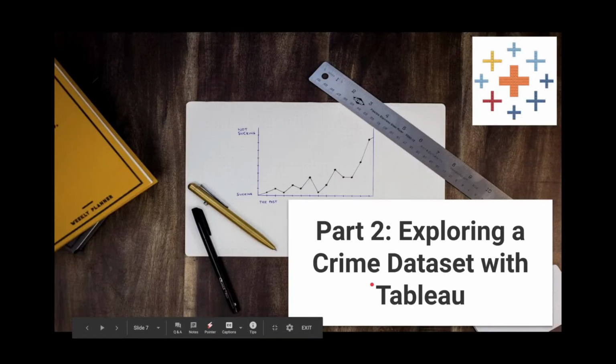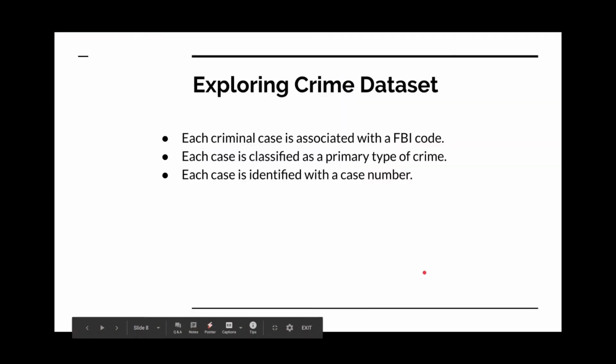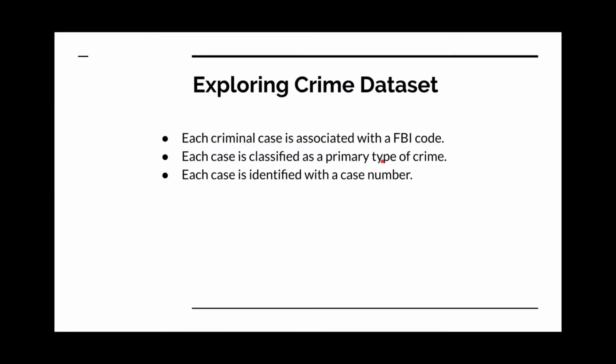So now coming to the second part of the project, exploring a crime data set with Tableau. In this part, we have to explore a crime data set. In this dataset, each criminal case is associated with an FBI code, and each case is classified by a primary type of crime. Each case is identified with a case number.